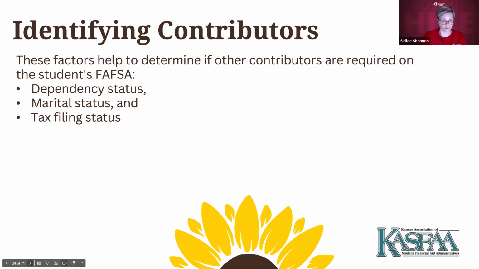When identifying contributors, there are some factors that can certainly help you with that process. One of them is going to be dependency status. So whether you are considered a dependent student on the FAFSA and it would require your parents, or if you would be independent because of your age or you're married, something along that line. So your marital status could definitely determine that. And then identifying contributor information could also include your tax filing status. So do you file single? Do you file married? Do you file head of household? Some of those could come into play for you as well.